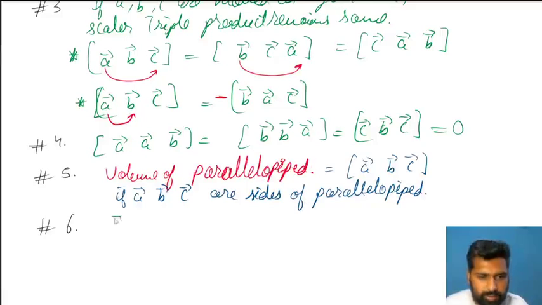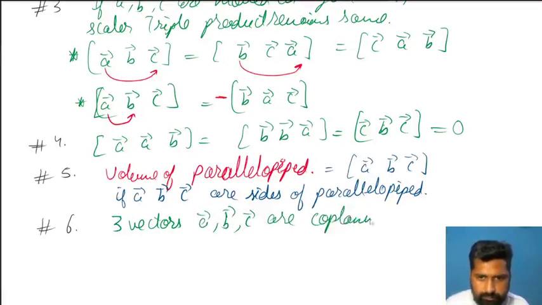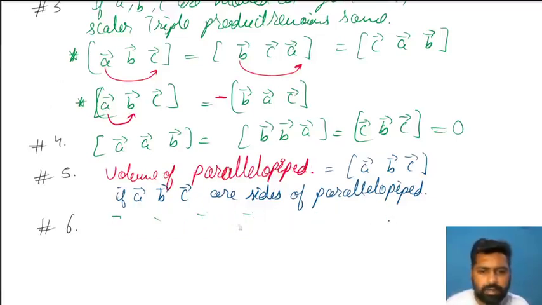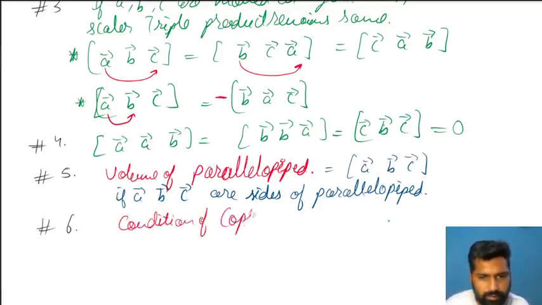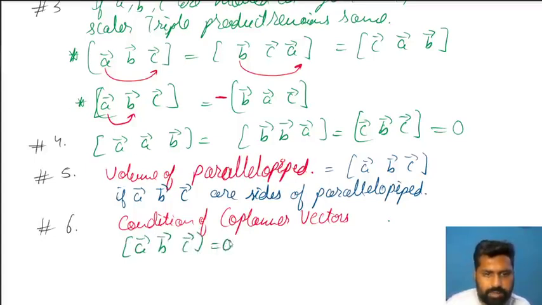So, three vectors A, B, C are coplanar. Or I'll write it like this: condition of coplanar vectors, like the condition of parallel lines, condition of perpendicular lines. The condition of coplanar vectors, meaning all vectors are in the same plane, is that the scalar triple product of the A vector, B vector, C vector should be 0.